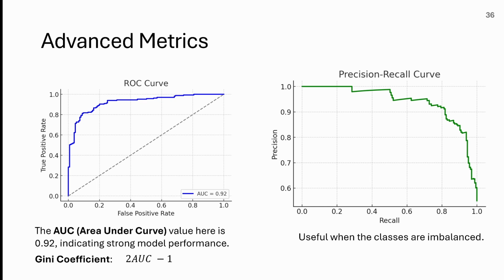As for the precision recall curve on the right, this plot shows precision versus recall for different thresholds. It is particularly useful when dealing with imbalanced classes, where one class is much more common than the other one. High precision and recall indicate good performance in correctly identifying the positive class while minimizing false positives. Area under curve and Gini coefficient help assess overall model separability, especially in balanced datasets. The precision recall curve is essential for imbalanced datasets, highlighting the trade-off between capturing true positives and avoiding false positives.